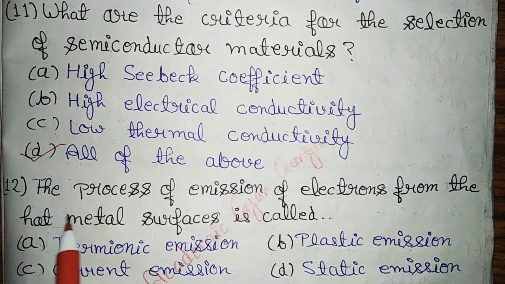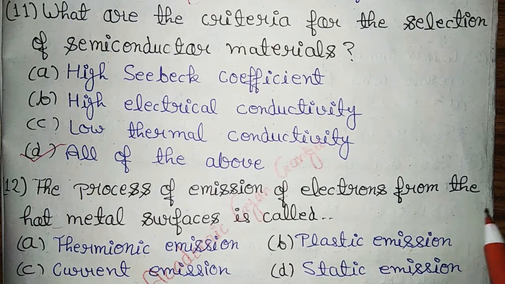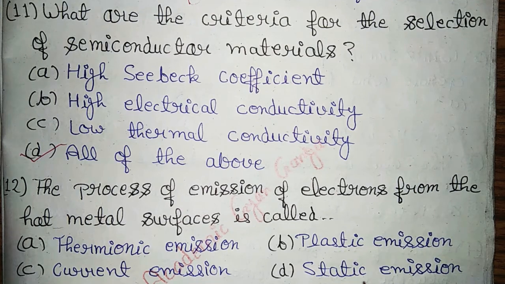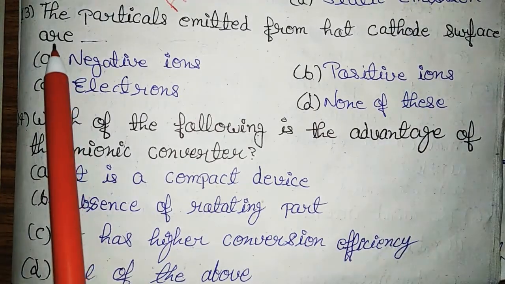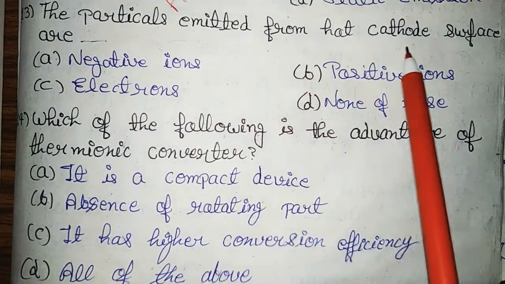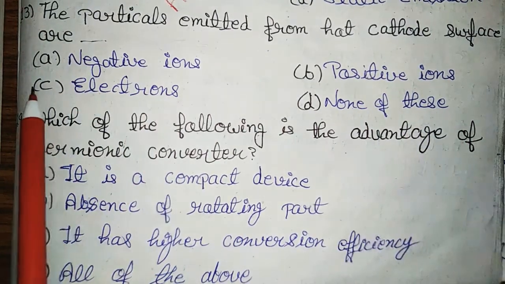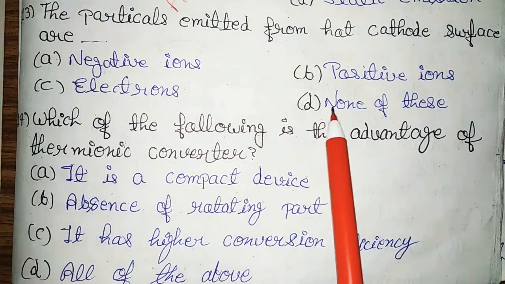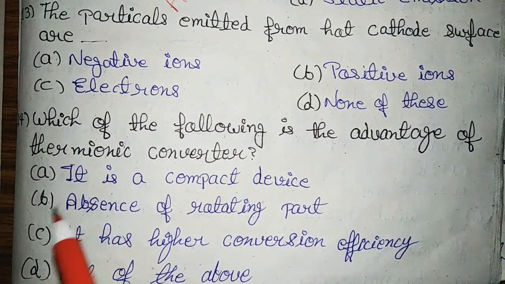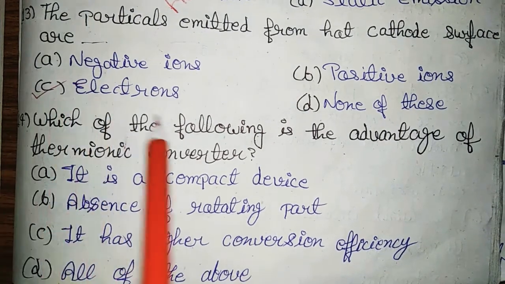Next question, the process of emission of electrons from the hot metal surface is called. Option A thermionic emission, option B plastic emission, option C current emission, and option D static emission. So correct answer is option A thermionic emission. Next question, the particles emitted from hot cathode surface are. Option A negative ions, option B positive ions, option C electrons, option D none of these. So right answer is option C electrons.